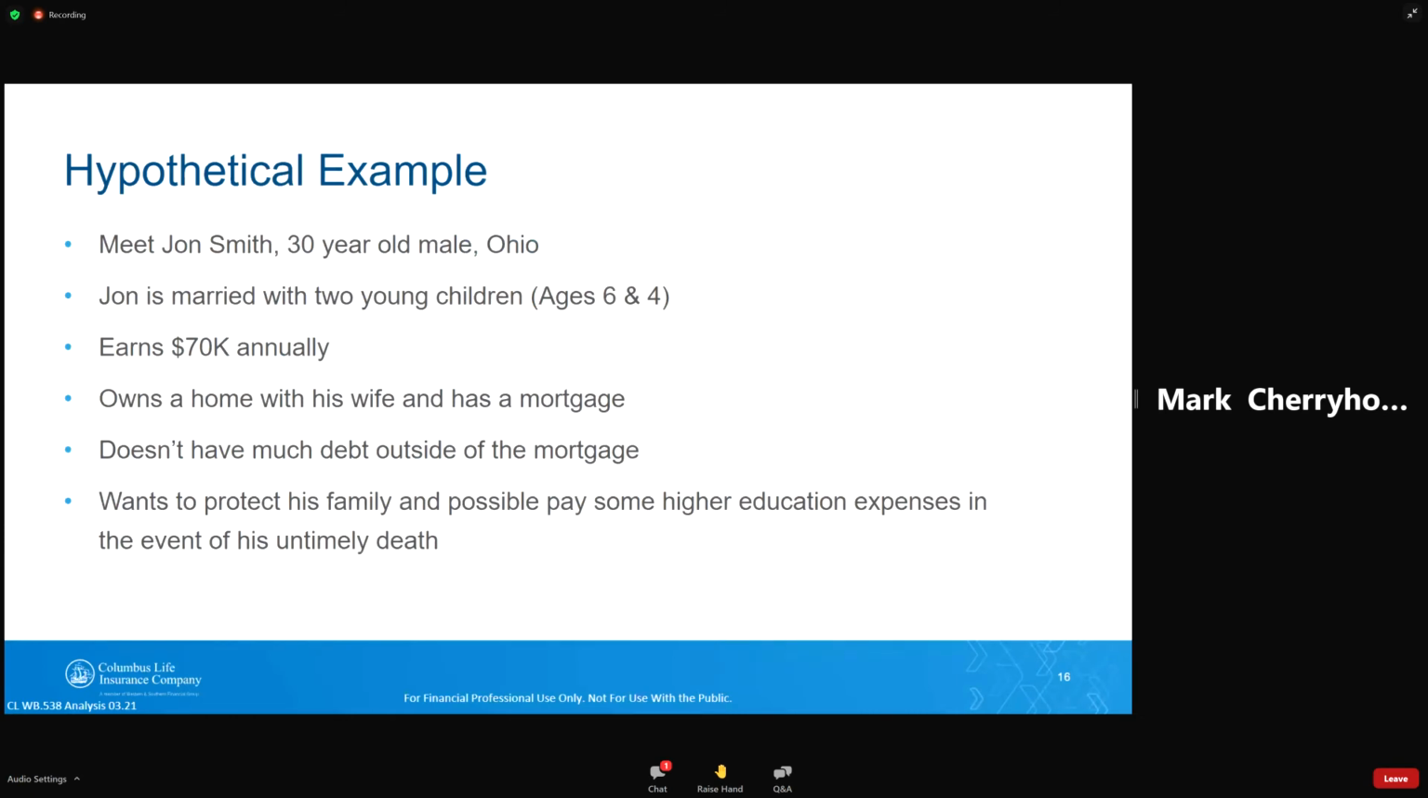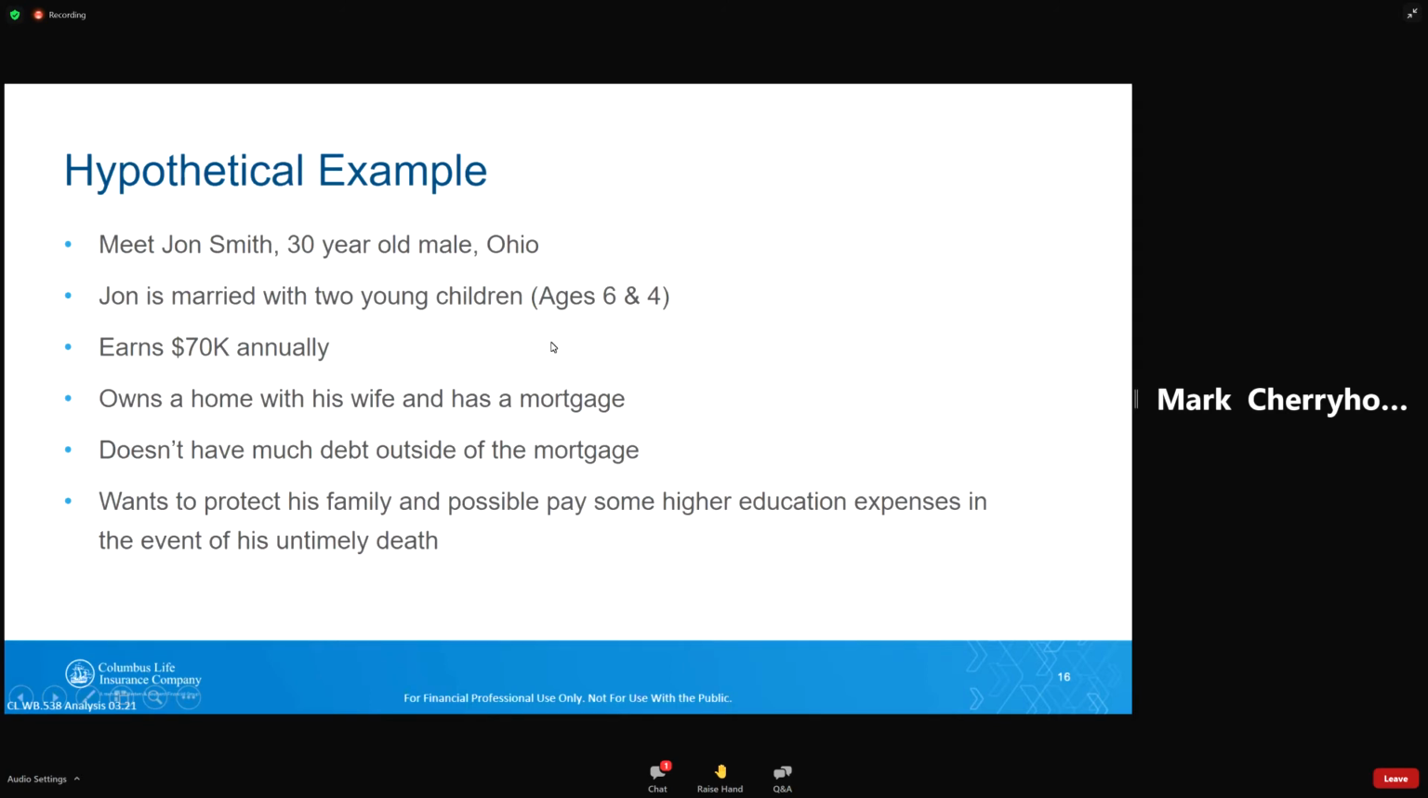So let's illustrate how this could work in practice. I'm going to throw up a hypothetical case study here, so follow along with me. I've got a gentleman here, John Smith. He's 30 years of age. We're going to do Ohio since Ohio's our home office. And he's married. He's got 2 kids. Started out young. He's got a 4-year-old and a 6-year-old.